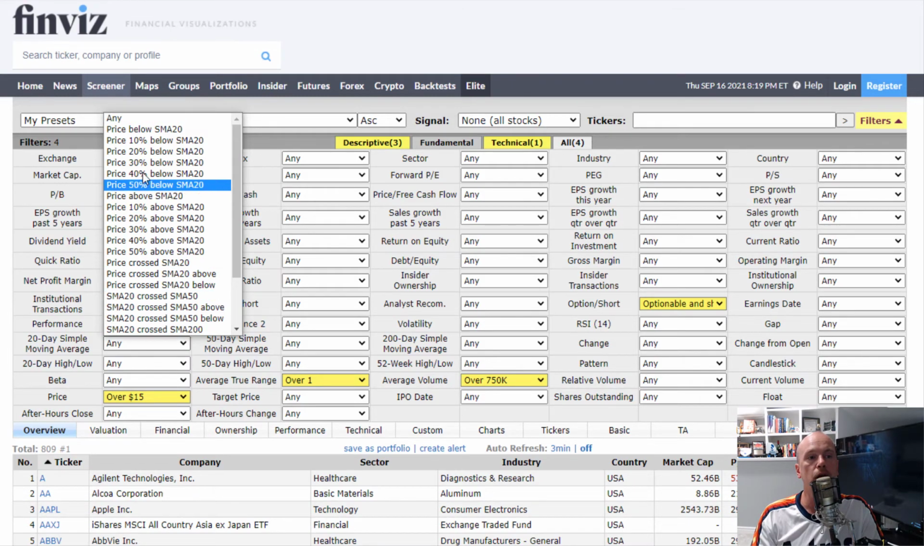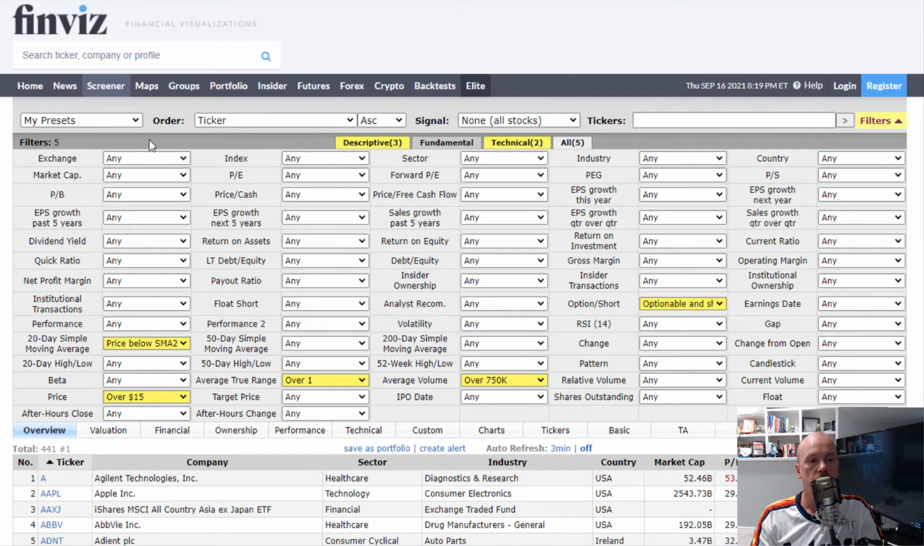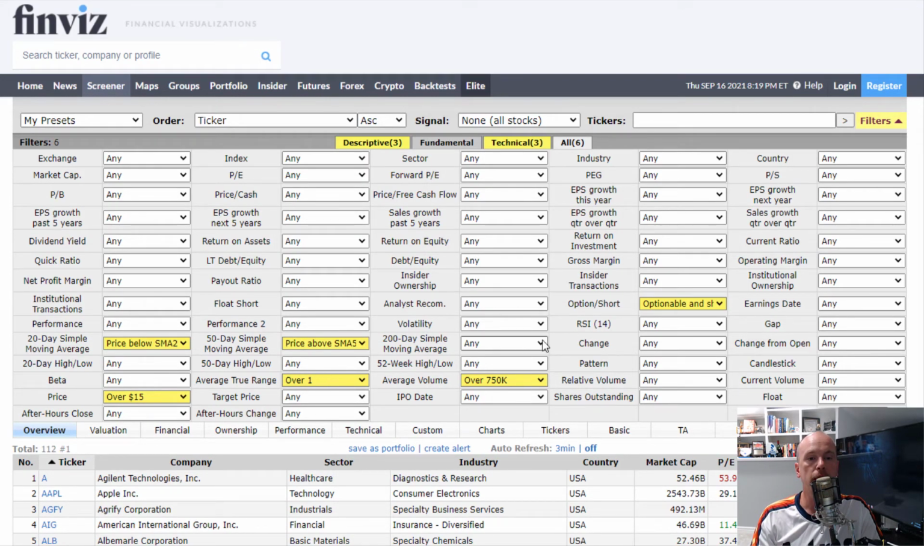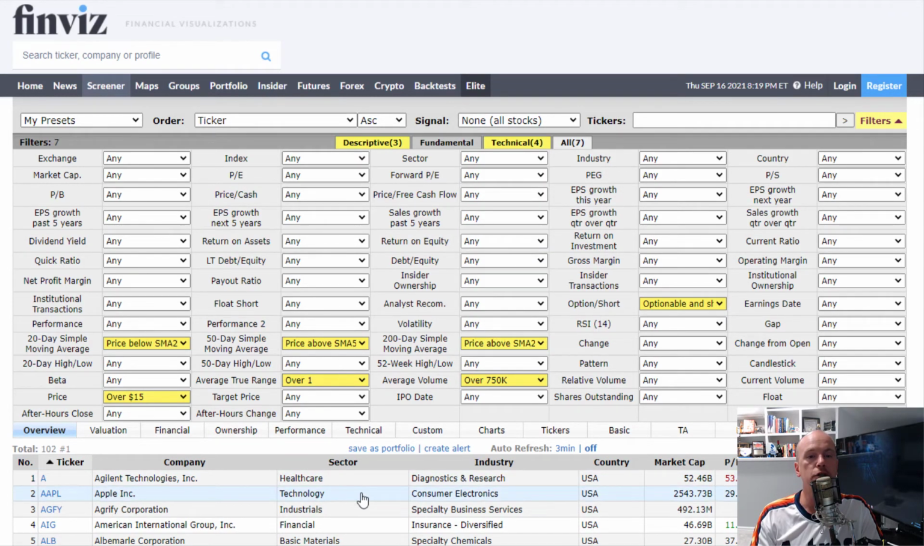I want price below the 20. All right, now I'm down to 441. But I also want price above the 50 and price above the 200. So this takes me down to 102.